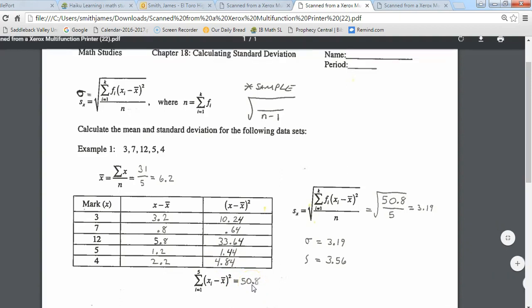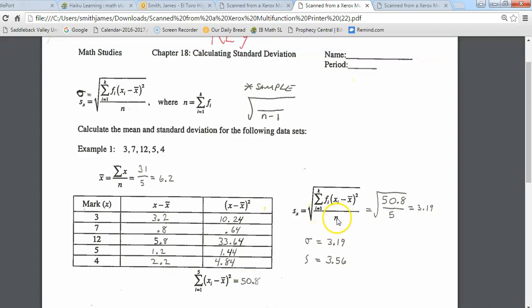So that's my sum. I then divide it by the number of terms. So I have my 50.8. I divide it by the number of terms. And then I square root that answer, and I have my standard deviation.